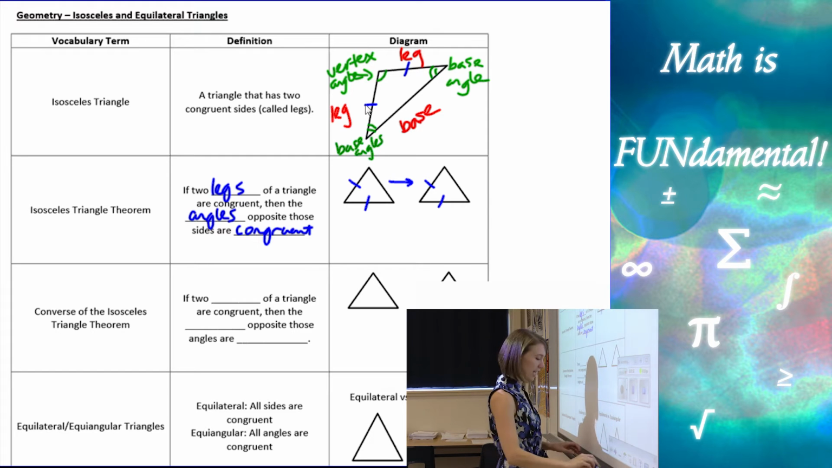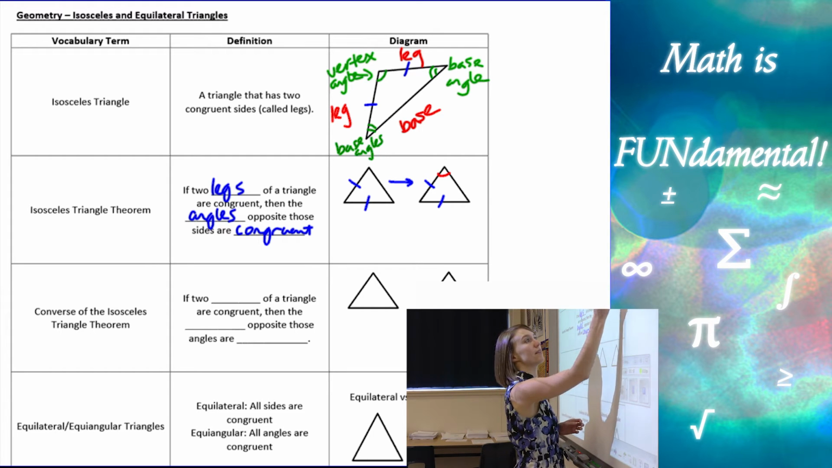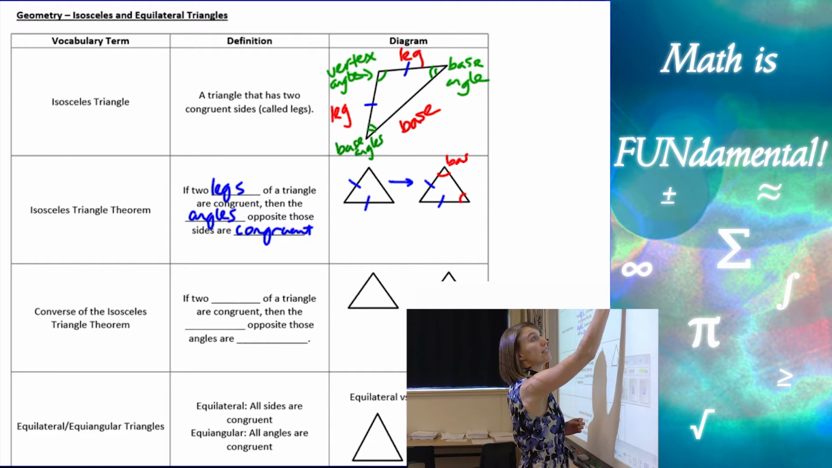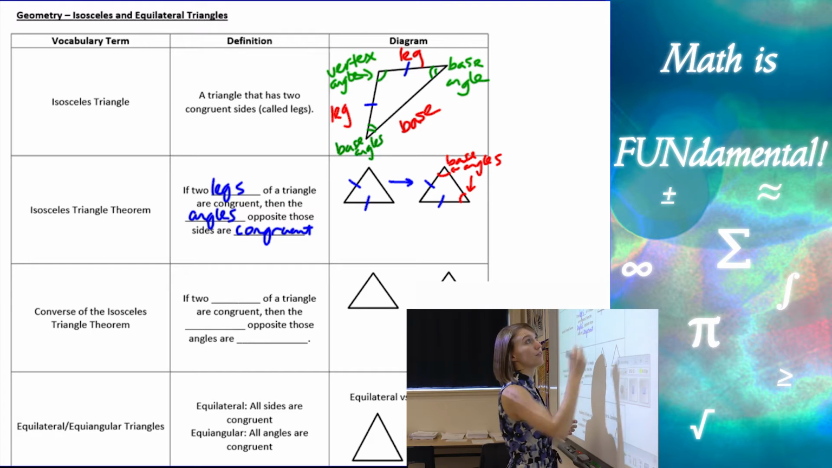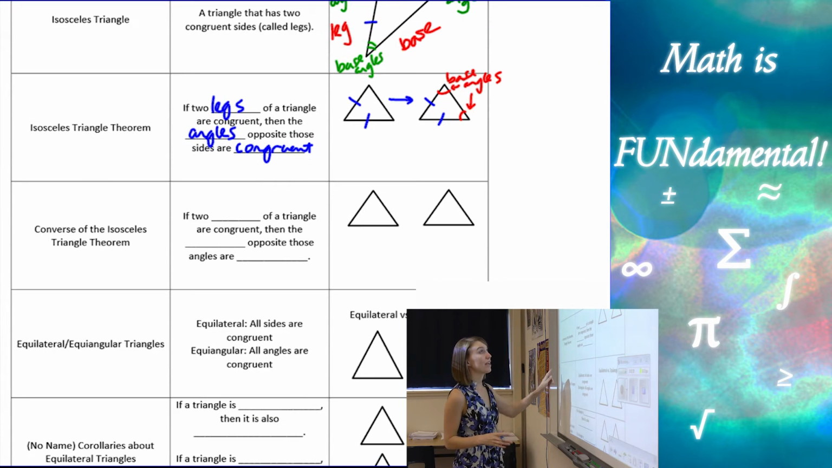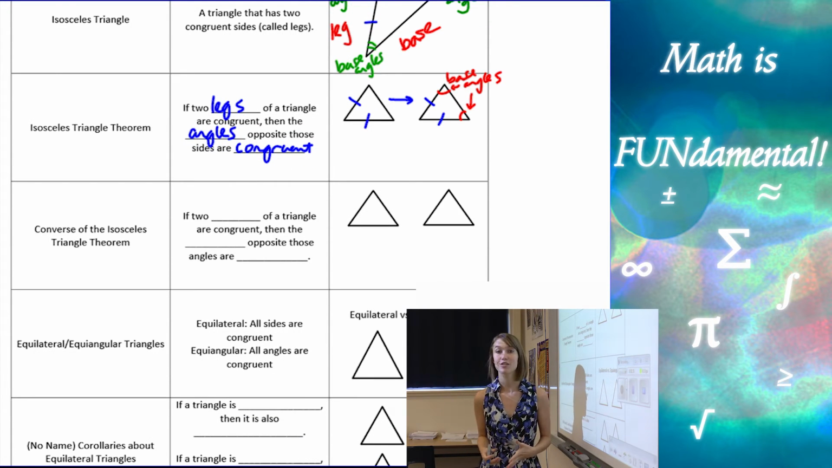Here's the two legs I have. This theorem tells me that these two angles across from those legs are going to be congruent. Notice it's not including that vertex angle. Those are simply the base angles. This is a base angle here and here. So that's what we call base angles because, well, they're the angles on the base of our triangle, which is that non-congruent side.